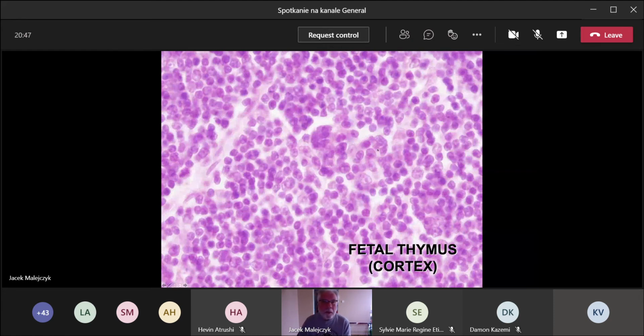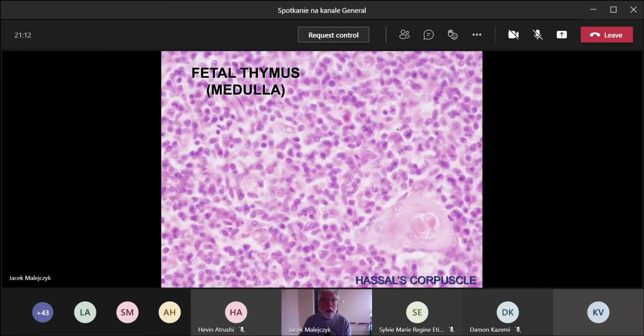Well, this is how it looks under higher magnification. What we see are numerous lymphocytes, the ones with the darker, more compact nuclei, and we also see the bigger nuclei of the epithelial cells. Some blood vessels are still present. So this is the general appearance of the cortex.